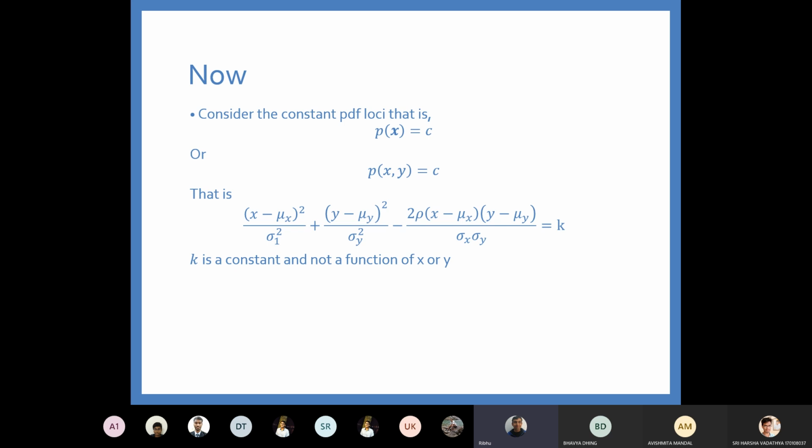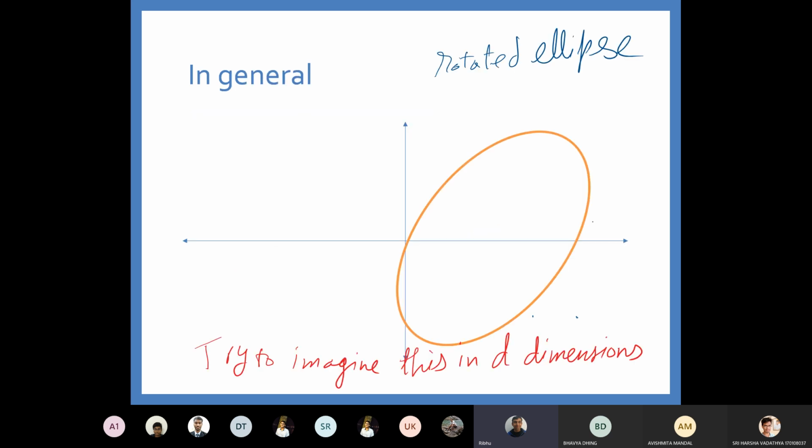So the question is, this equation for the points where the PDF is constant, what does that equation look like? Or what does that equation remind you of? Yeah, exactly. This is an ellipse. A generalized ellipse, actually a rotated ellipse, because of this.